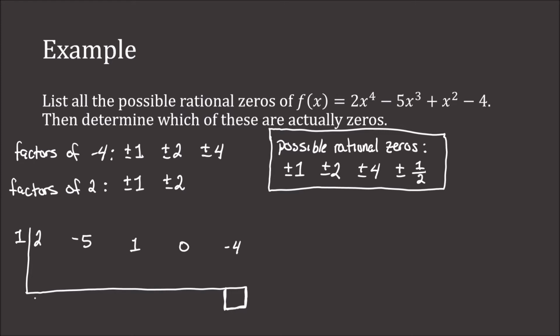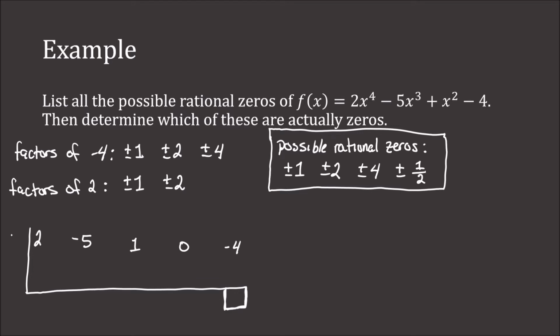All right, so carry down the 2. Times 1 is 2, minus 5 is negative 3. Times 1 is negative 3, plus 1 is negative 2. Times 1 is negative 2, plus 0 is negative 2. Times 1 is negative 2, that's negative 6. Uh-oh. That is not 0. So 1 would not be a 0.